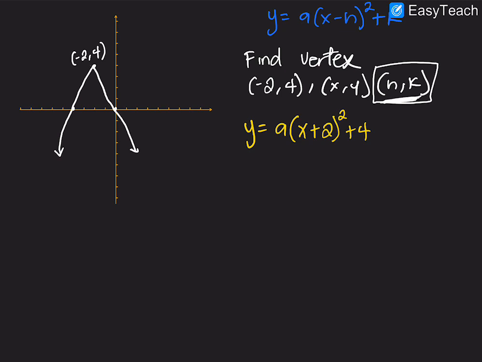Then the next step is to choose a nice point on the parabola and put that in place for x and y in your equation. We have this point right here, super nice. That's (0, 0). I'm just going to use that point. We're going to put it in place for x and y in your equation. So here we're going to have 0 equals a(0 plus 2) squared plus 4.